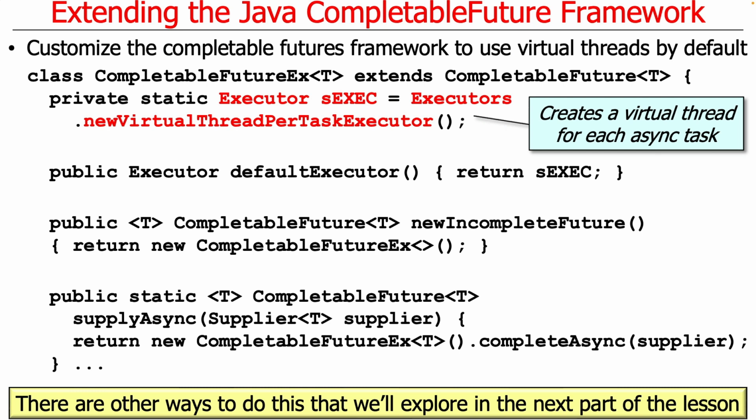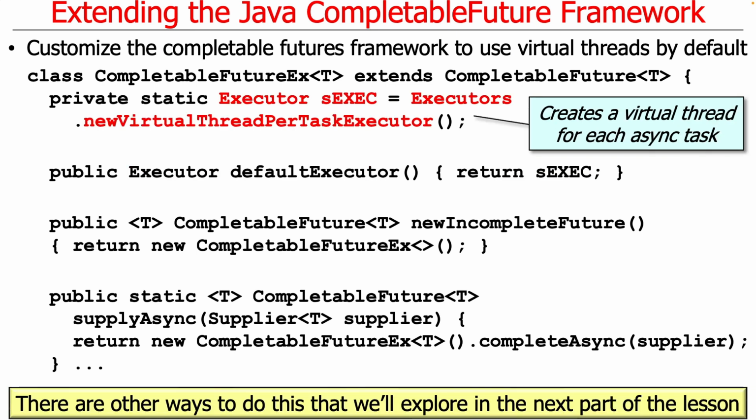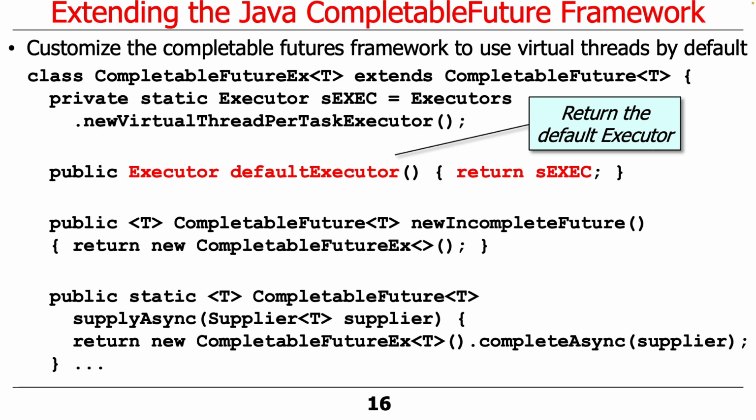One way to do this is to give it an executor that makes a new virtual thread every time you need to run an asynchronous task. There are other ways to do this, which we'll talk about in the next part of the lesson. This is just a very simple way to do it right here. We then override the defaultExecutor method to return the default executor. So we gave it a default executor that makes a virtual thread for each new task. That's what's going to be returned whenever defaultExecutor is called by the framework.